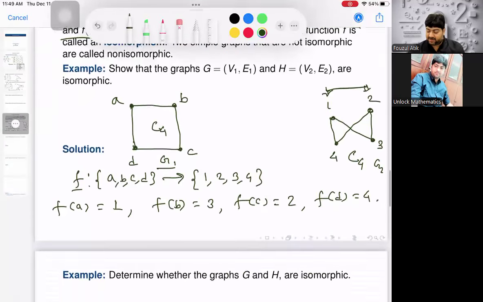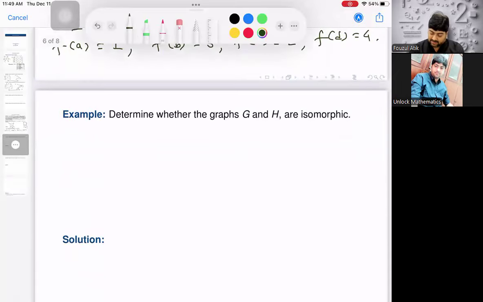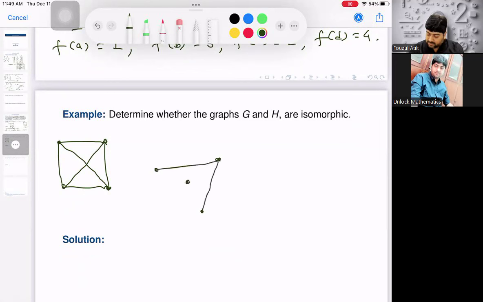Similarly, you can create something. I'm giving some more examples. Maybe I'm giving an example of this graph. You check whether these two graphs are isomorphic or not. So I have drawn one graph. I'm giving one more graph, and you check whether these two graphs are isomorphic or not.